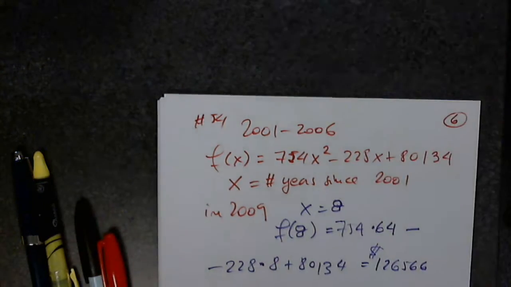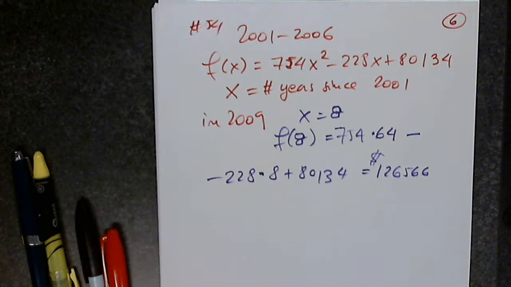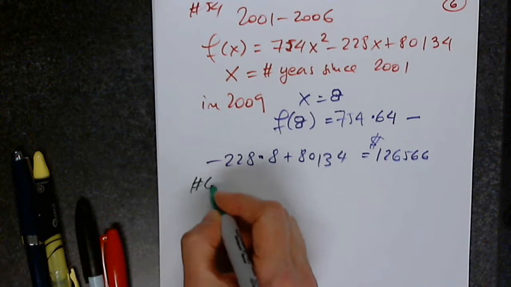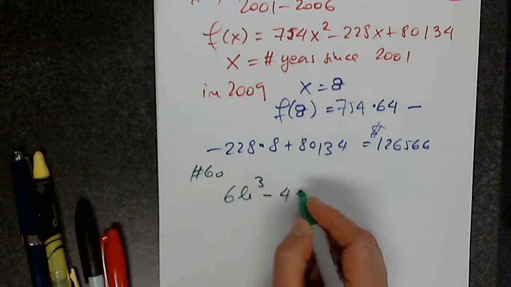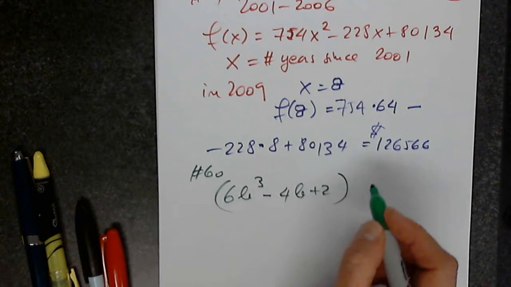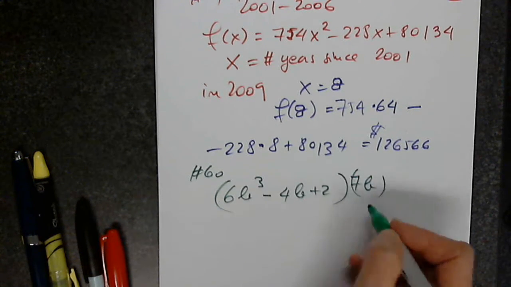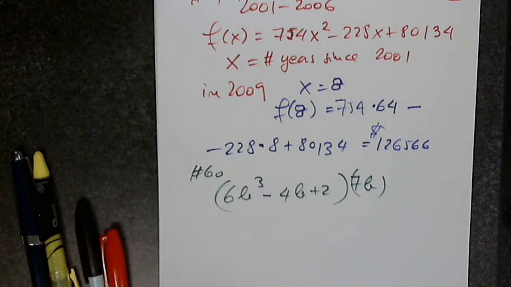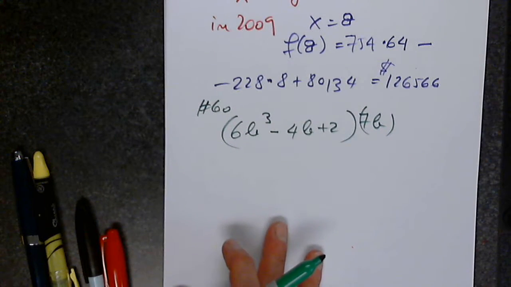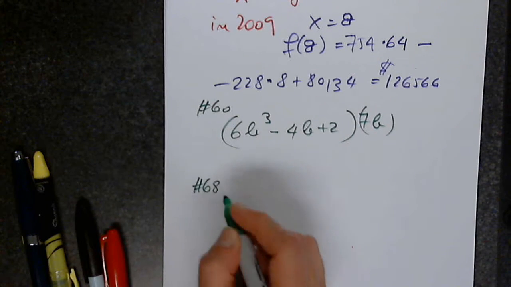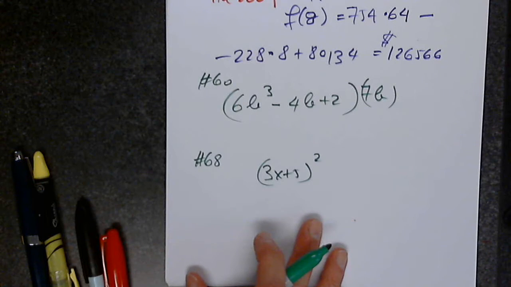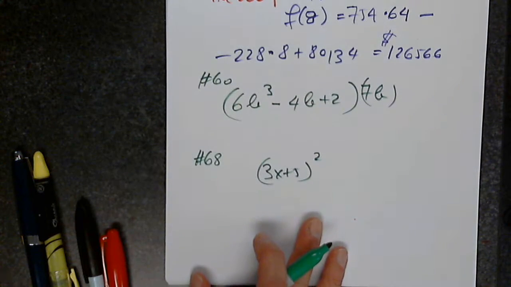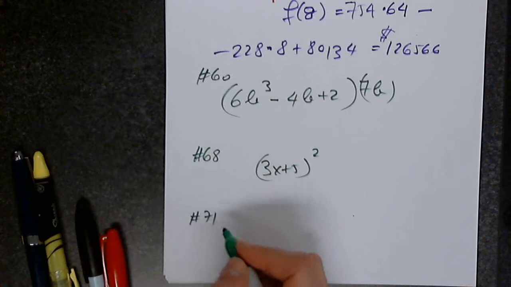Okay, next problem. Multiplication, please. Problem 60: 6b to the third minus 4b plus 2, and everything multiplied by 7b. Then 68: 3x plus 5, everything squared. Please use the special product. And then 71.